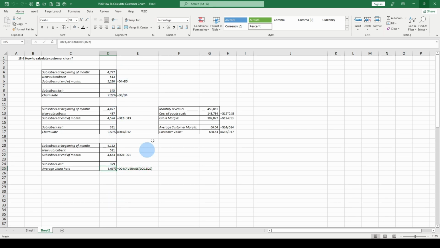Now, if this was month 1 and month 2, and I had a series of these, I would take the average of this number and the average of this number and then add them together to get a better picture. But that'll give you an idea of how you would do the average.